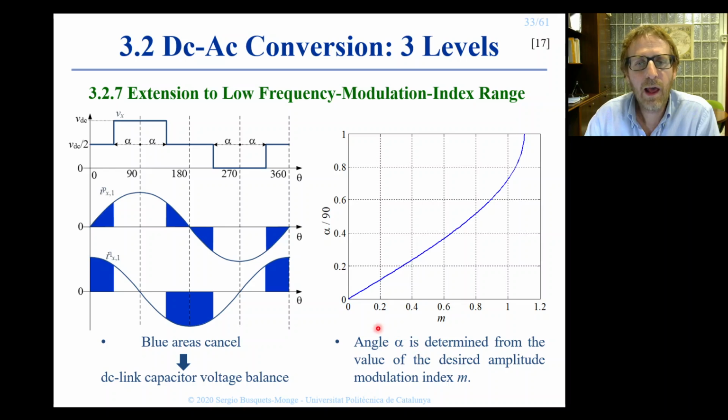So angle alpha in this modulation strategy is only defined by the desired value of the modulation index, which is the same as the desired amplitude of the output voltages, while keeping the capacitor voltages balanced, obviously.